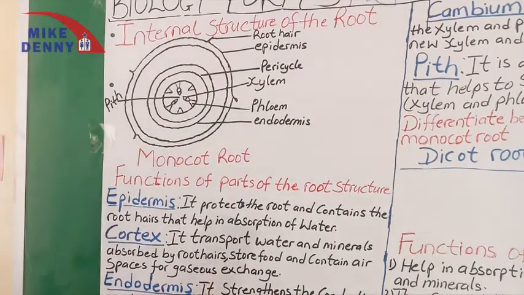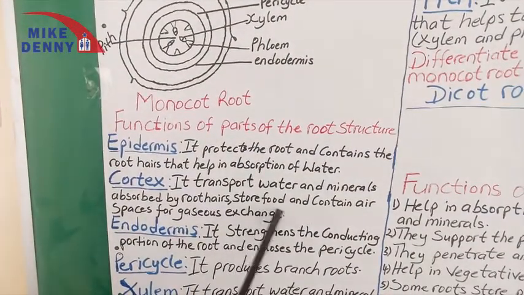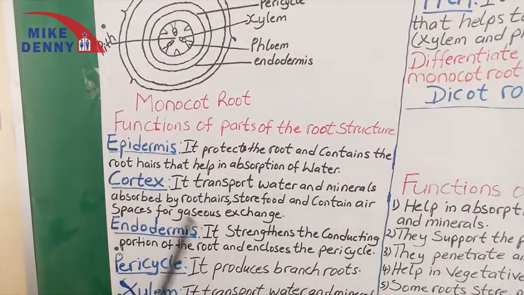We say it transports water and mineral salts absorbed by root hairs, stores food, and contains air spaces for gaseous exchange. That's exchange of oxygen and carbon dioxide. Endodermis, it strengthens the conducting portion of the root and encloses the pericycle. When we talk of conducting portion, it is the work of the xylem and the phloem. So it strengthens them to carry out that function.